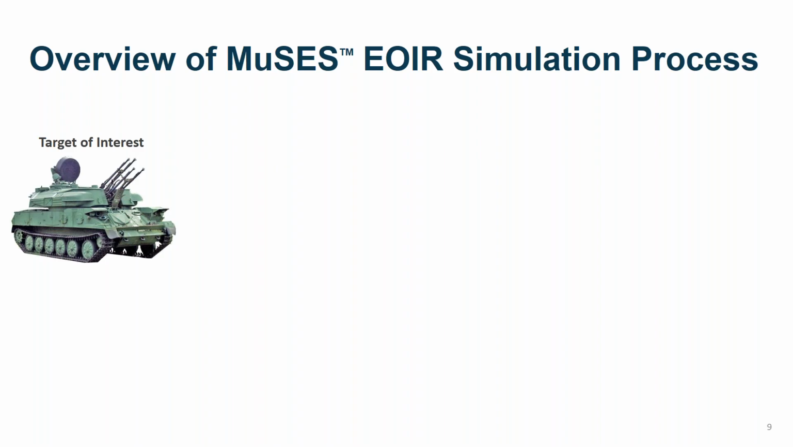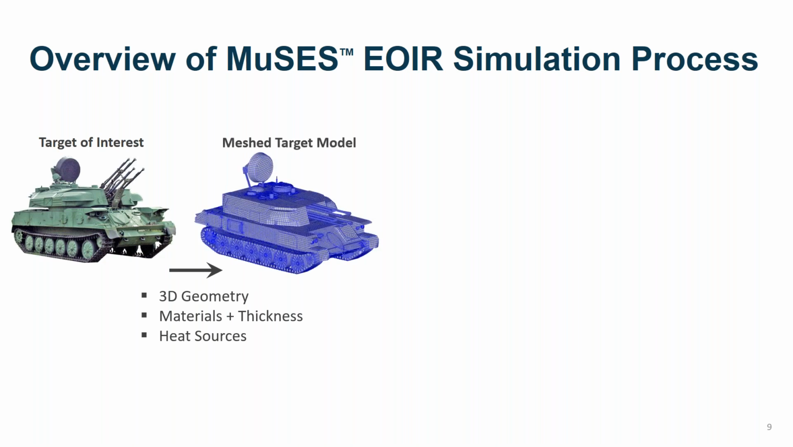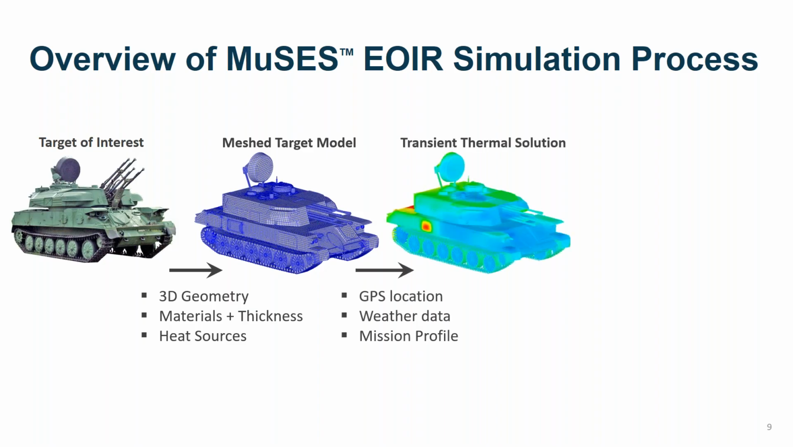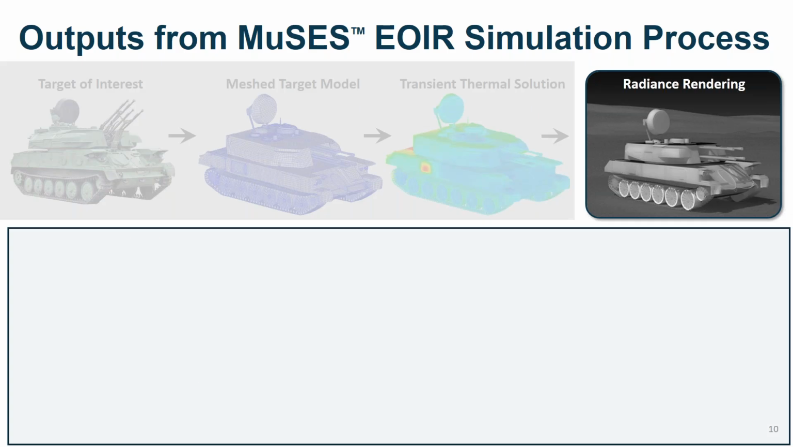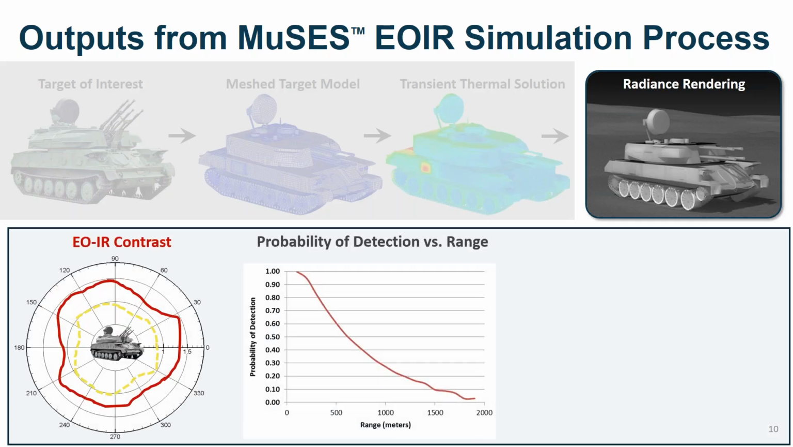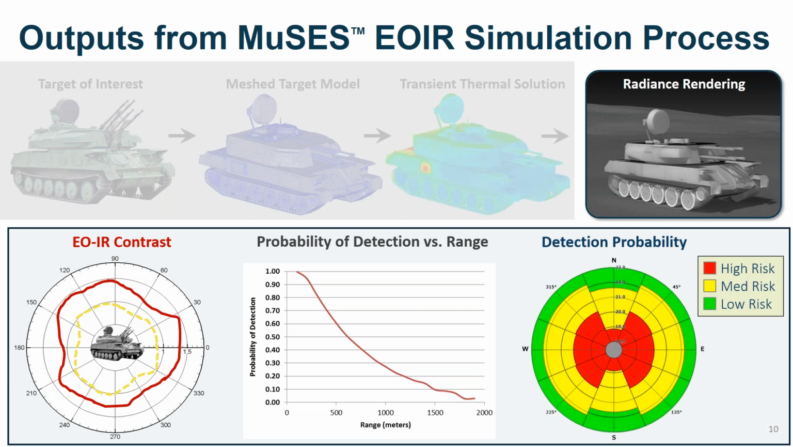When we want to model a target in MuSES, we start with a 3D CAD geometry with material descriptions and component heat sources to create a meshed target model, add some weather data, a mission profile, and GPS information to create a transient thermal solution, and then include sensor parameters, including waveband and atmospheric effects to create a radiance rendering. Contrast around the target, detection probability at range, and viewing angle are a couple different metrics that you can get from a series of these MuSES renderings.